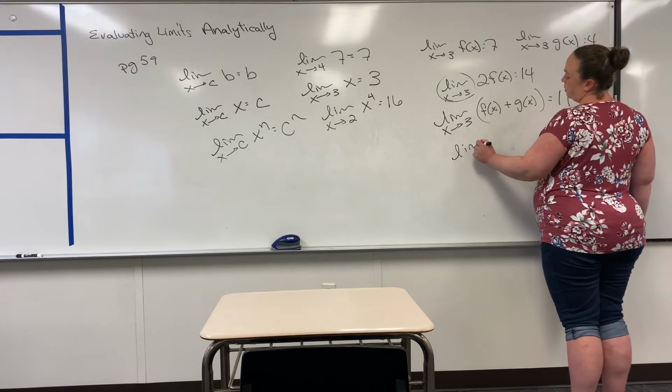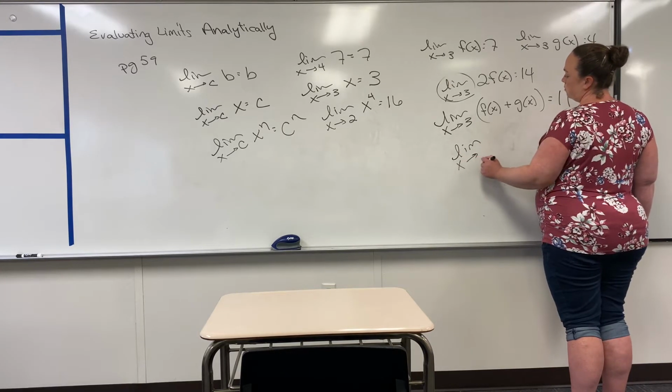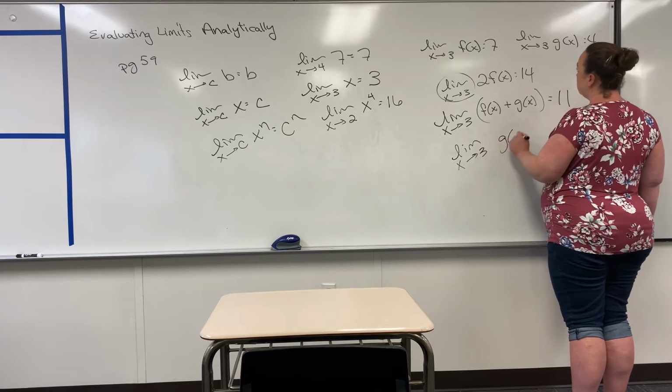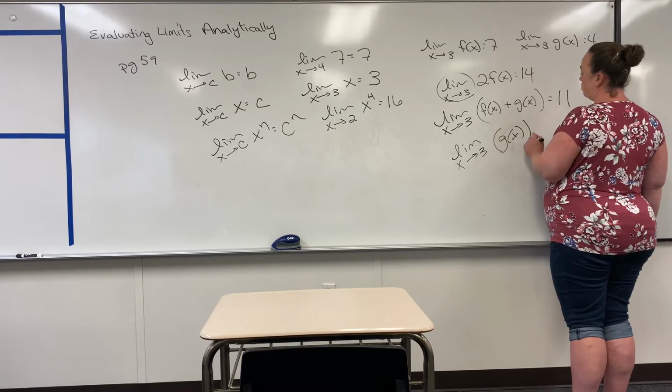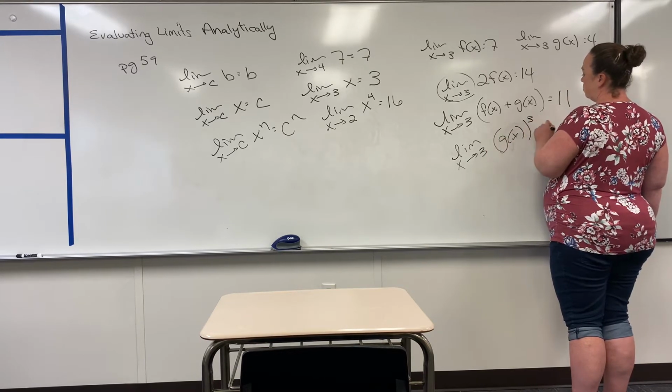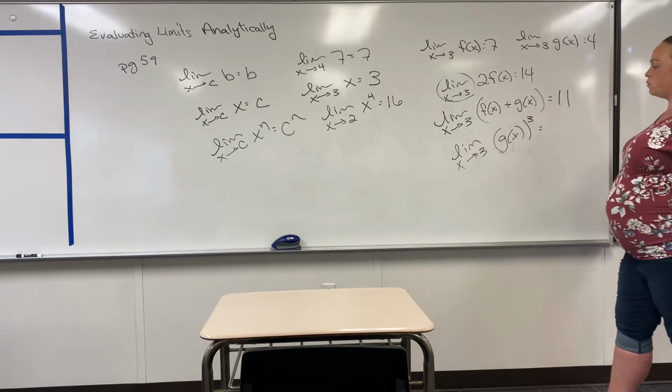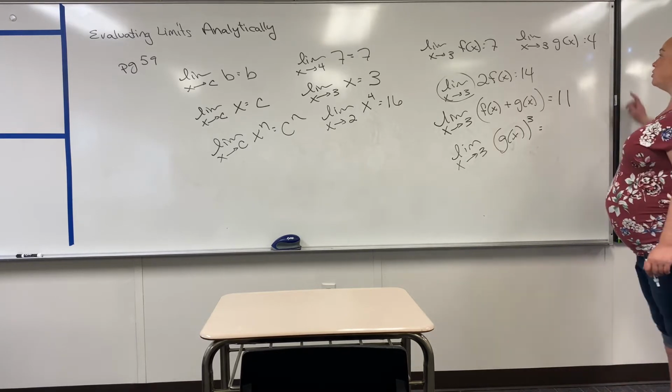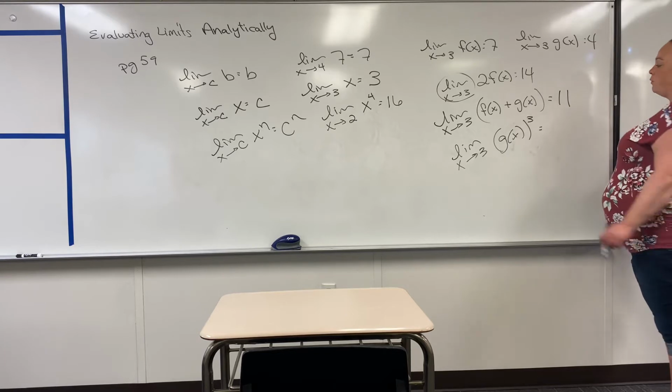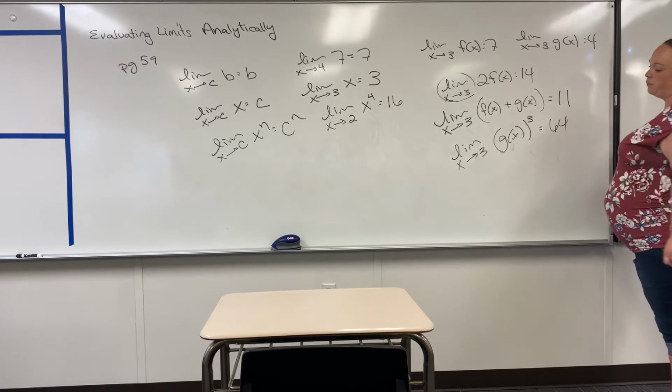Let's do powers. So if you're trying to cube g of x, you know g of x is 4, you're cubing 4, and then you get 64, okay?